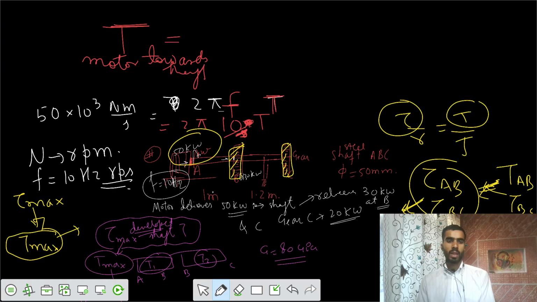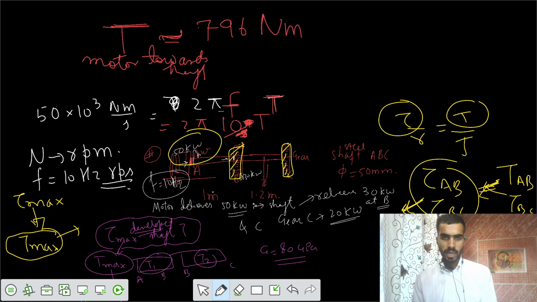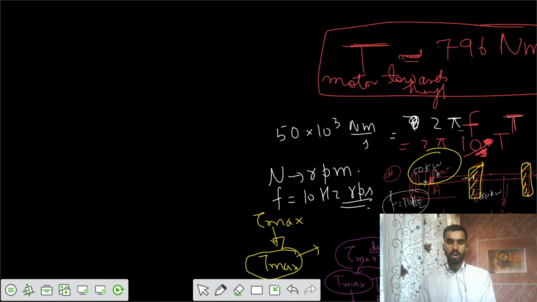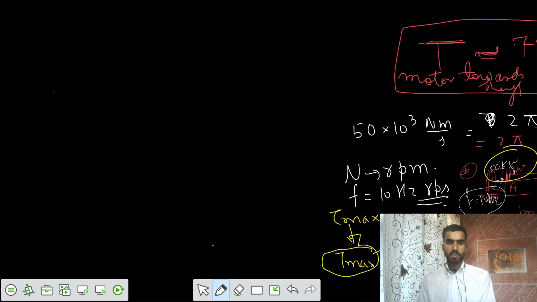You solve it and you get the value, let's approximate it to 796 Newton meter. Now we can make that problem in this fashion. So you're applying a torque. Let's say you're applying a torque either anti-clockwise or clockwise. It's not an issue here.